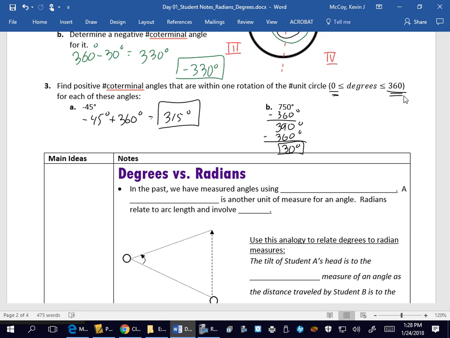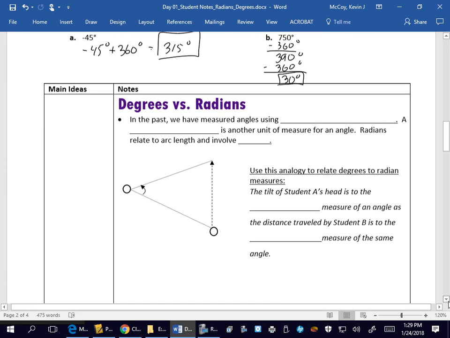So that's how you would find a coterminal angle within one rotation of a unit circle, and this, we'll talk about exactly what that means in a few minutes. Okay, finding coterminal angles, not too difficult to do. Adding and subtracting 360 if necessary, probably the easiest way to do it. And then keep doing it until you get to within the range that they're asking for.